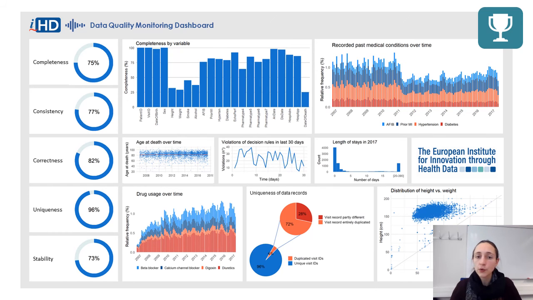So the data quality monitoring dashboard could look like this, for example. And for example, the top right figure and the bottom left figure, these show the results of some temporal stability analysis. So they show some trends over time in the recorded past medical conditions and in the usage of drugs. And in particular, they show a sharp decrease in 2011 in the amount of past medical conditions that are recorded. And this was related to a change in the coding system that was used at the hospital. On the other hand, relating to the drug usage over time, a gradual increase in the usage of various kinds of drugs was found.